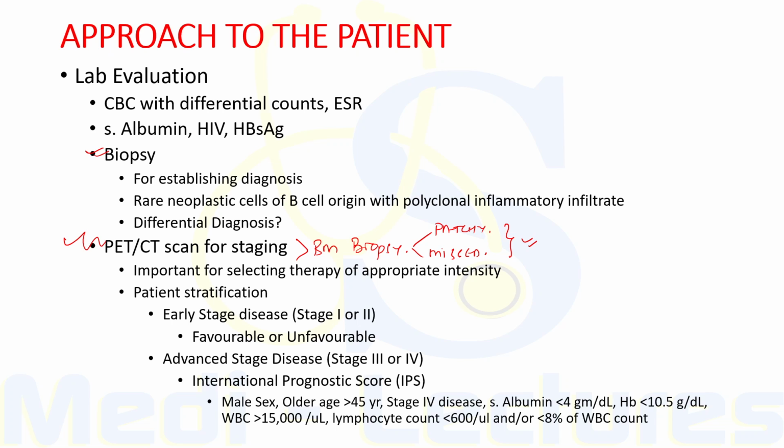Now, staging of classical Hodgkin lymphoma is anatomically based, given the propensity of the disease to march from one lymph node group to the next group, which is often contiguous to the first lymph node group. Staging is important for selecting therapy of appropriate intensity, but usually the outcome of optimal therapy for all the stages, be it early stage or advanced stage, is usually excellent. Now, staging of Hodgkin's lymphoma is done using the Ann Arbor staging system. So first let's see what the Ann Arbor staging system is.